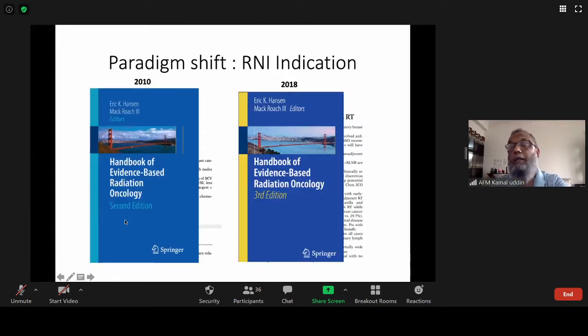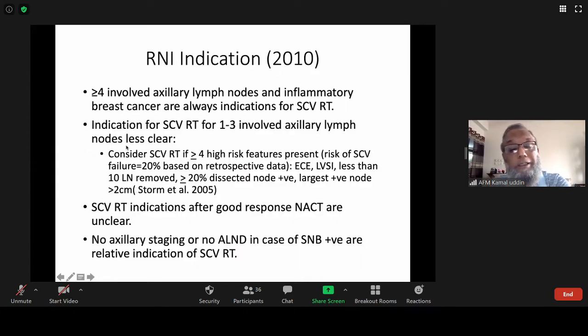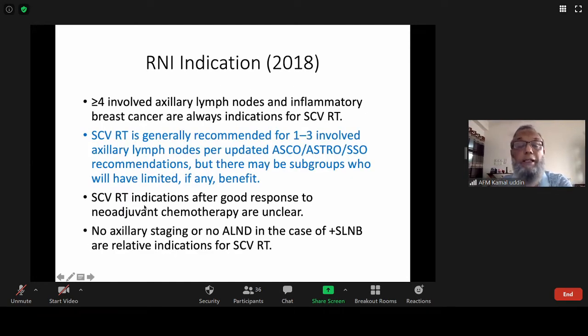And if we look at the indication of RNI, you see these two books. The first was published in 2010 and the third edition was published in 2018. In 2010, they were saying the indication of supraclavicular field radiotherapy for 1 to 3 involved lymph nodes is less clear, and they gave some instruction on what to follow. But in 2018, they say supraclavicular radiotherapy is generally recommended for 1 to 3 involved axillary nodes as per the updated ASCO-ASTRO recommendation.